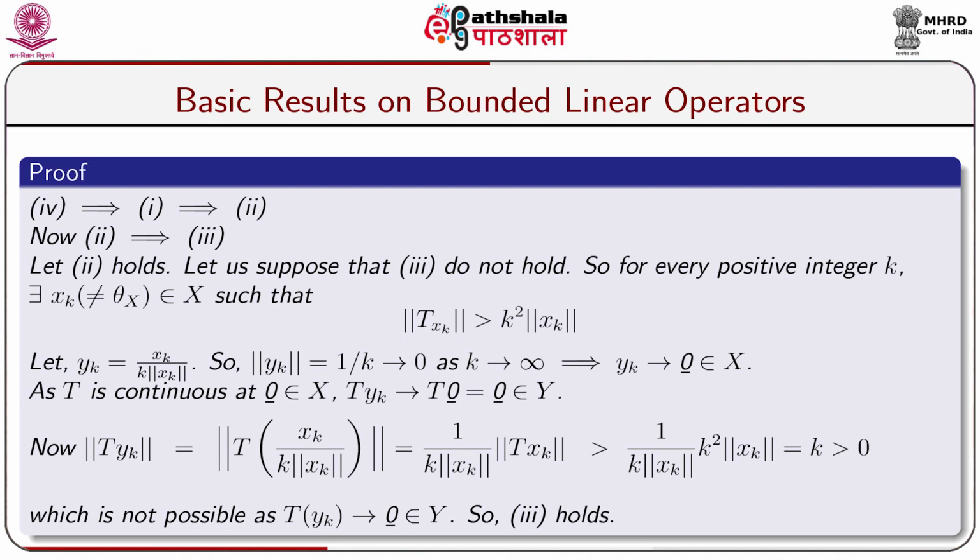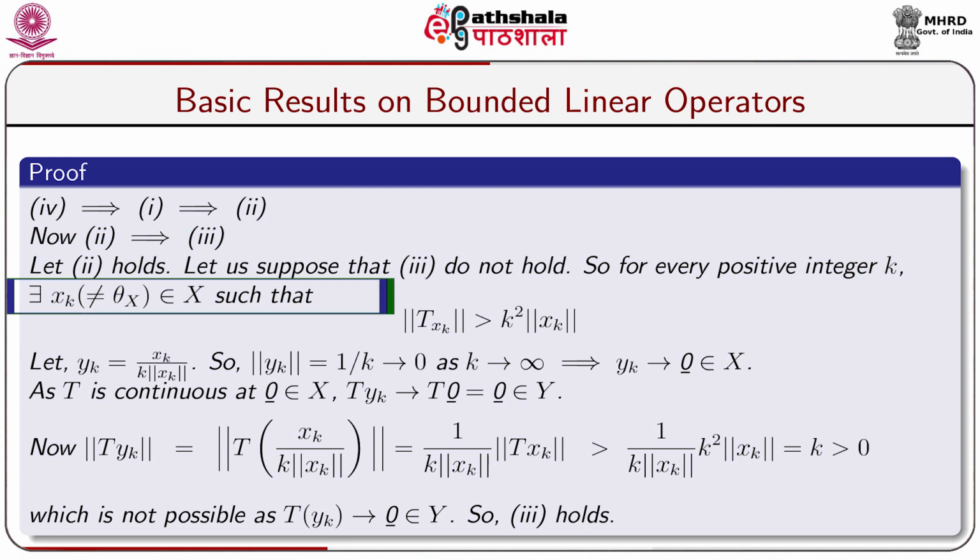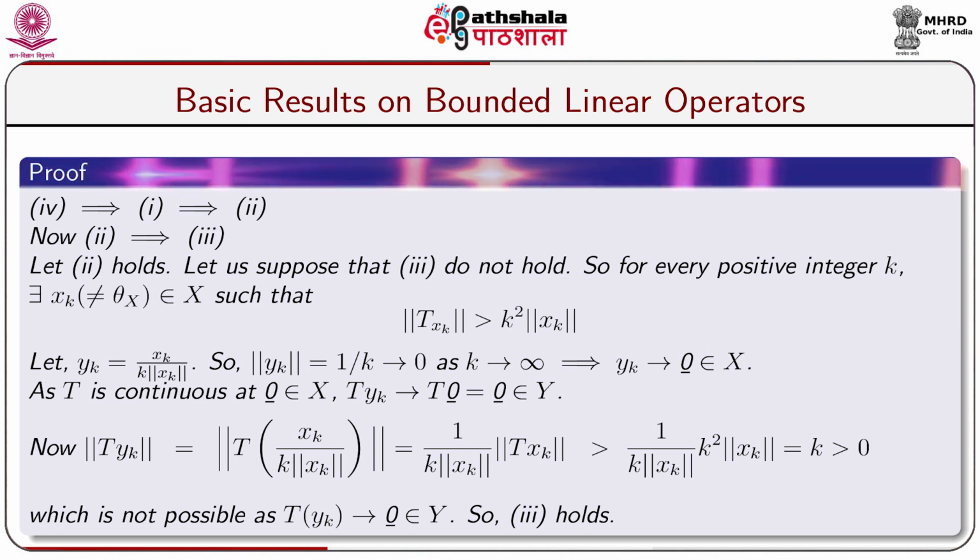The proof goes below. 4 implies 1 implies 2, which is very trivial. Now, 2 implies 3. Let 2 hold. Let us suppose that 3 does not hold. So, for every positive integer k, there exists x_k not equal to the 0 vector of X such that norm of Tx_k is greater than k squared into norm of x_k. Let y_k equal x_k divided by k into norm of x_k. So, norm of y_k is equal to 1 by k, which goes to 0 as k tends to infinity. This implies that y_k goes to the 0 vector of X.